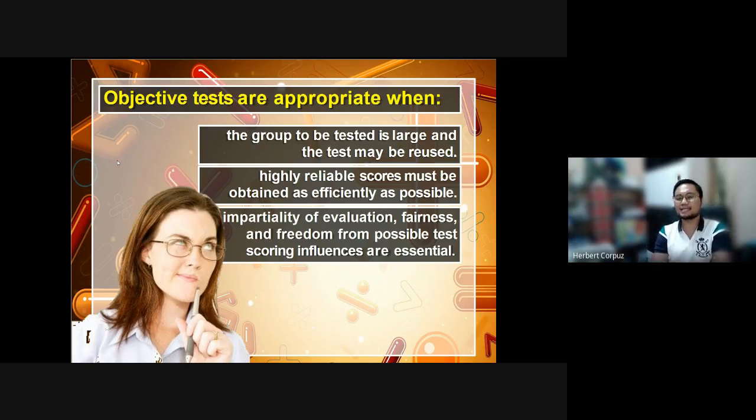Next is impartiality of evaluation. Fairness and freedom from possible test scoring influences are essential. Because if there's one correct answer, then wala ka talagang tapat kundi tama yung estudyante. Wala kang ibang dahilan na imali yung estudyante kung talagang tama yung sagot niya. That's objective test type. So these are the three reasons, ha?